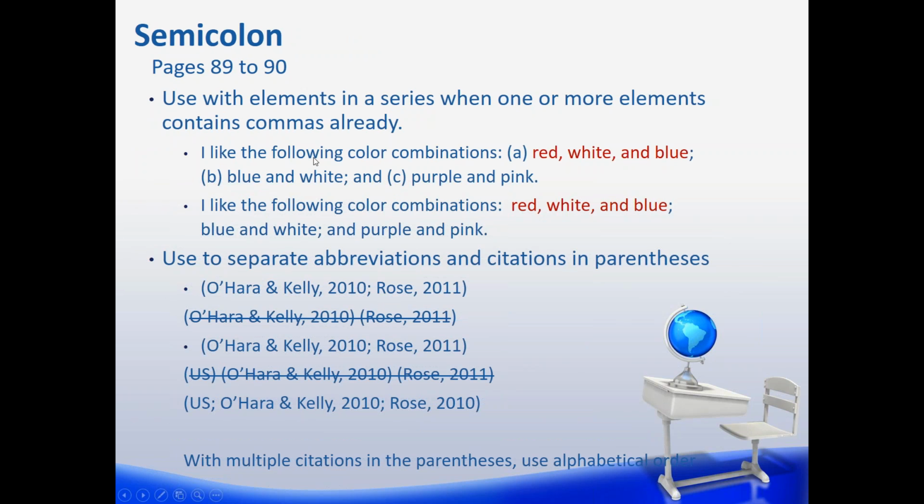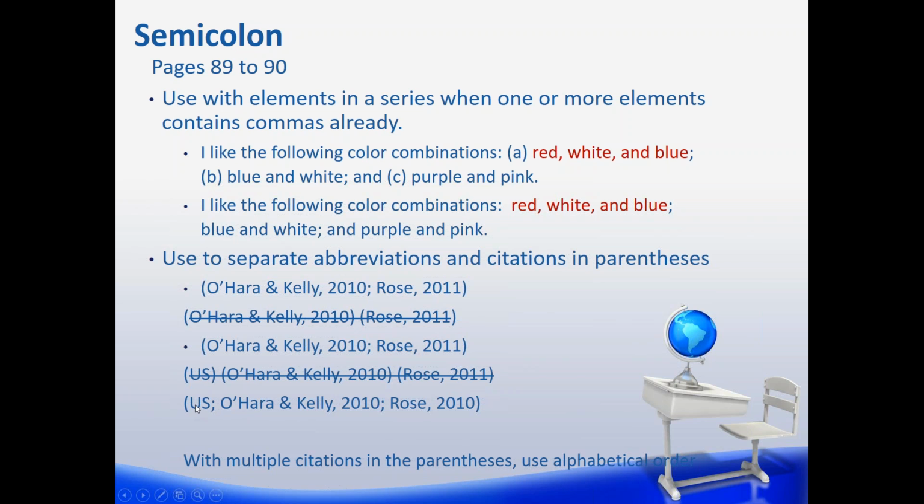Semicolons. I already showed you how they're used with elements in a series when one of the groups already contains commas. So here's some examples with and without the enumeration. So you see you don't have to have the enumeration here, it just makes it more clear for the reader. The second place is when you have more than one citation in the parentheses. So instead of having them back to back, we're going to use the semicolon to separate them. And just as a note, when you have more than one, we put them in alphabetical order.